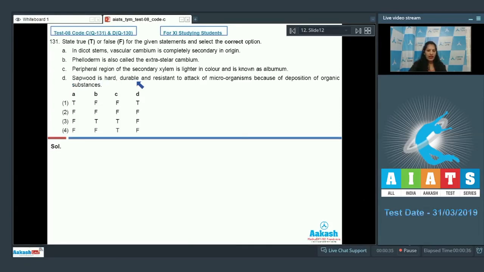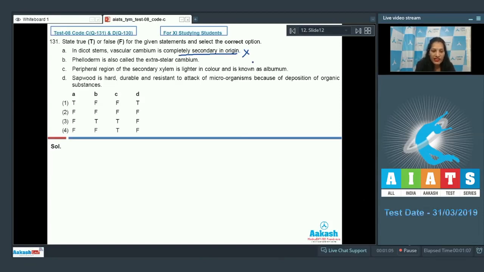D. Sapwood is hard, durable and resistant to attack of microorganisms because of deposition of organic substances. So you have to check whether these statements are true or false. A. In dicot stems, vascular cambium is completely secondary in origin. No. In case of dicot stems, the vascular cambium is partly primary and partly secondary in origin.